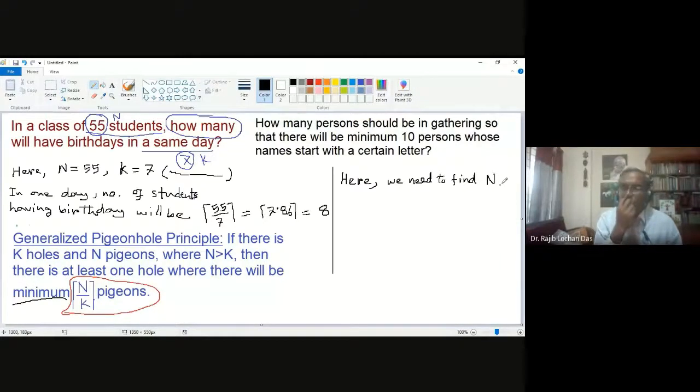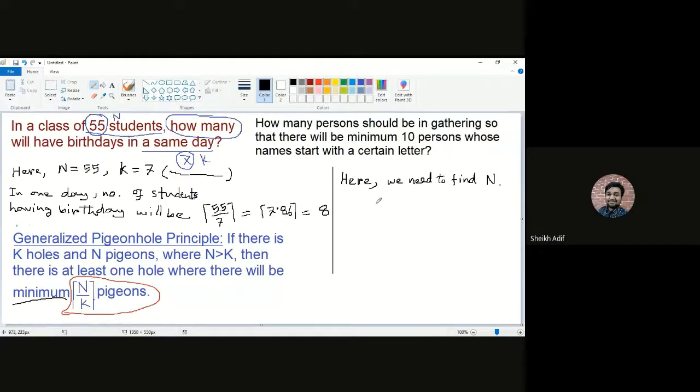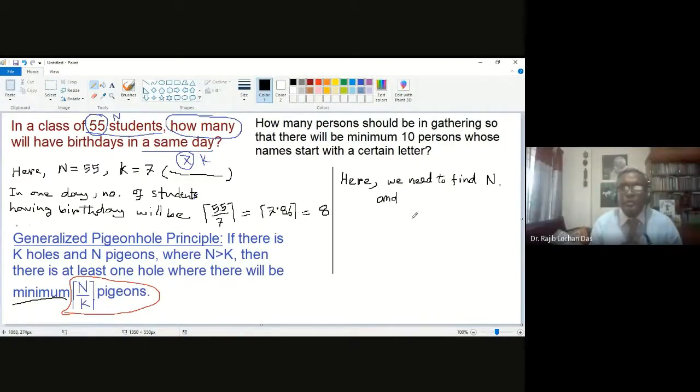So this is our first thing. And do we know what our K is? Yes, sir, 26 letters. So K should be 26, the letters, even though not every letter is used to start a name. The number of holes is 26. You can think there is no name with X, maybe possible, but we are not thinking about that. Just 26 letters in English. So this is our number of holes.